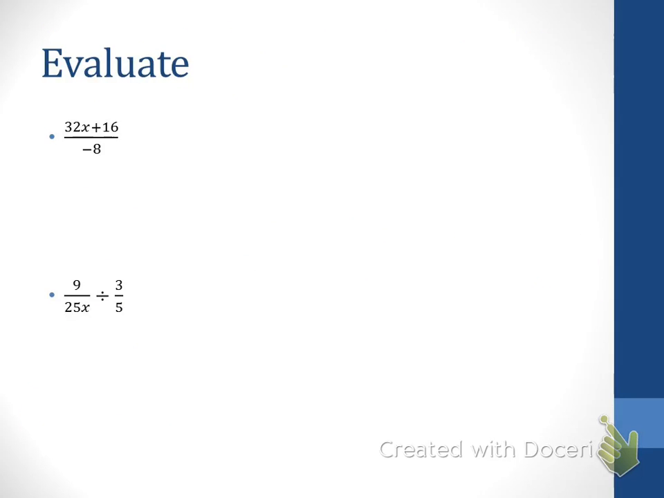So the last type of problem that we're going to do, we've dealt with addition, we've dealt with subtraction, we've dealt with multiplication. So now we've got division. And we're dividing different terms. Do I have to have like terms in order to divide them? No. No, we do not. The only time we have to have like terms is with addition and subtraction. We can multiply anything. We can divide anything, but not add or subtract. Okay? 32x plus 16 divided by negative 8. Which of these terms is being divided by negative 8? Both of them.